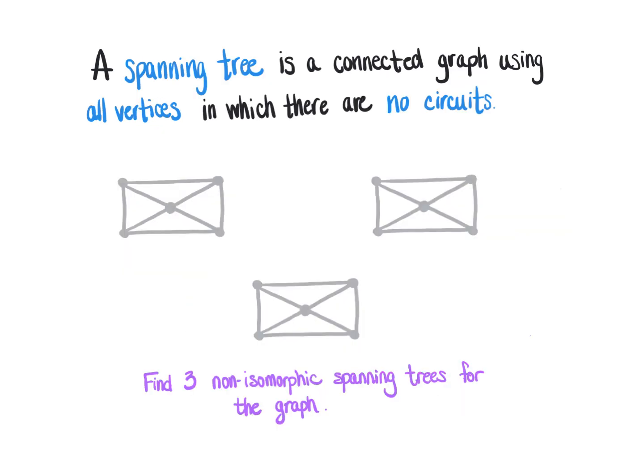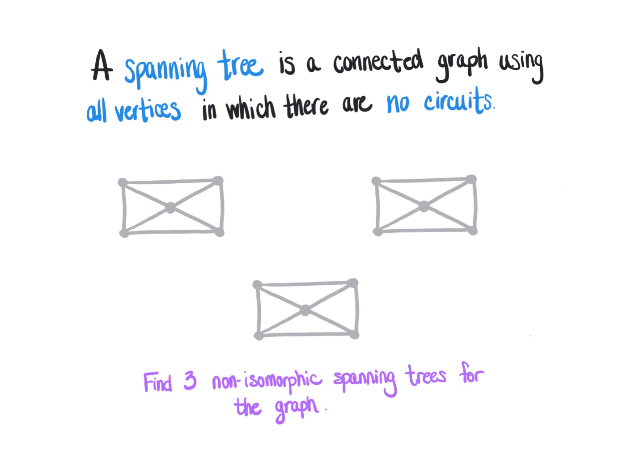Now, a spanning tree, or again, a tree, those terms are used interchangeably, and I wanted to be sure I used both throughout this. So you'll see the same basic definition. It is a connected graph using all the vertices in which there are no circuits. And so there is a graph here, 3 copies in fact. What we're going to do is find 3 non-isomorphic spanning trees for this graph. So by non-isomorphic, again, we're going to look for trees that are not the same structurally from one to another.